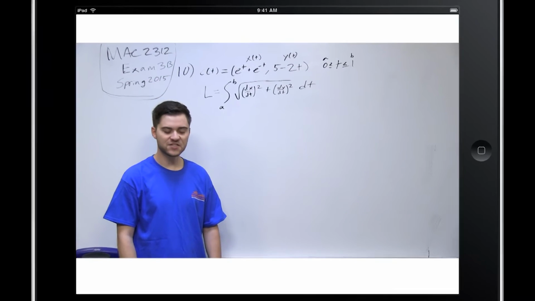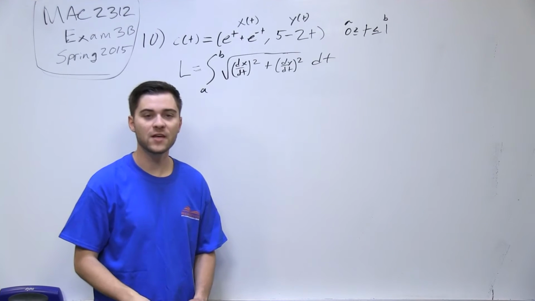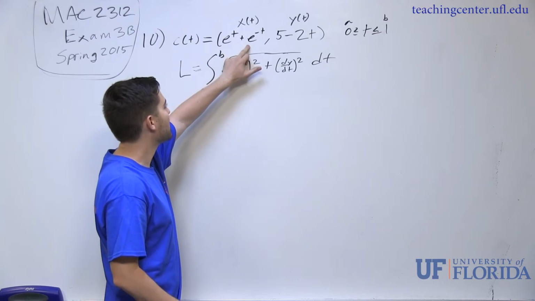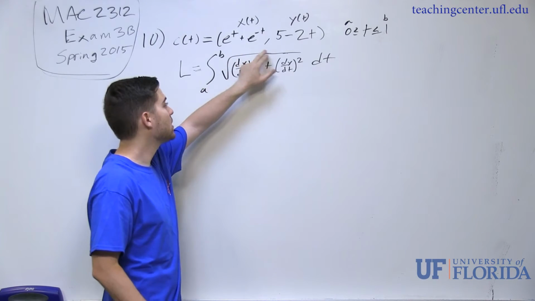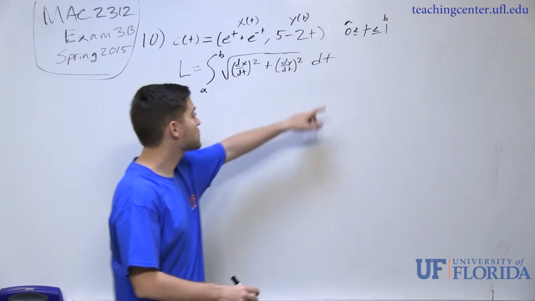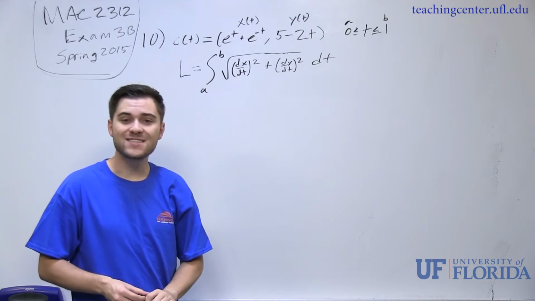Problem number 10 is asking you to find the length of the path over the given interval. It gives you e to the t plus e to the negative t as your x of t coordinate, and it gives you 5 minus 2t as your y of t coordinate. And it also gives you an interval between 0 and 1.